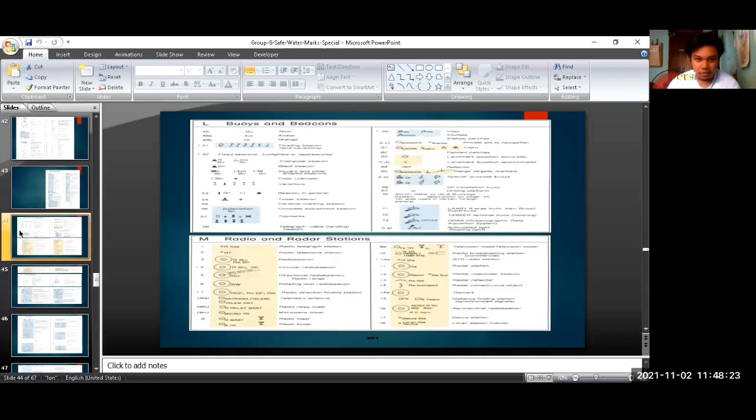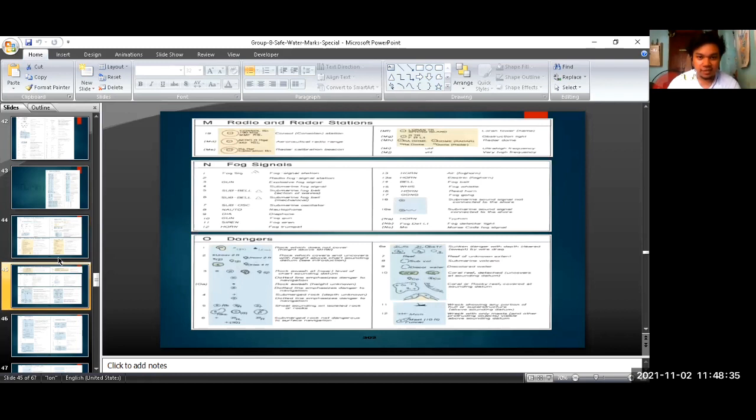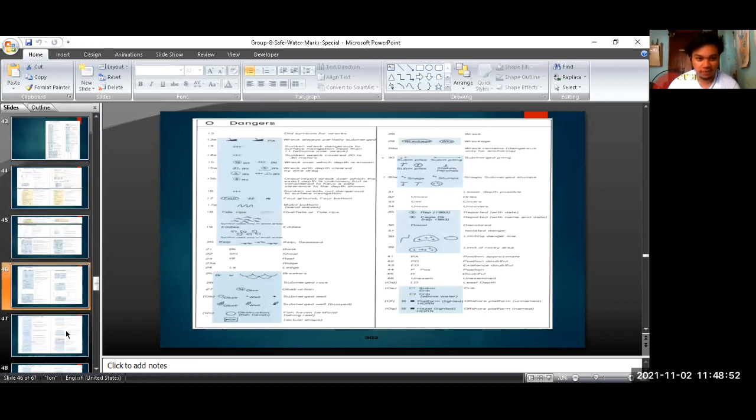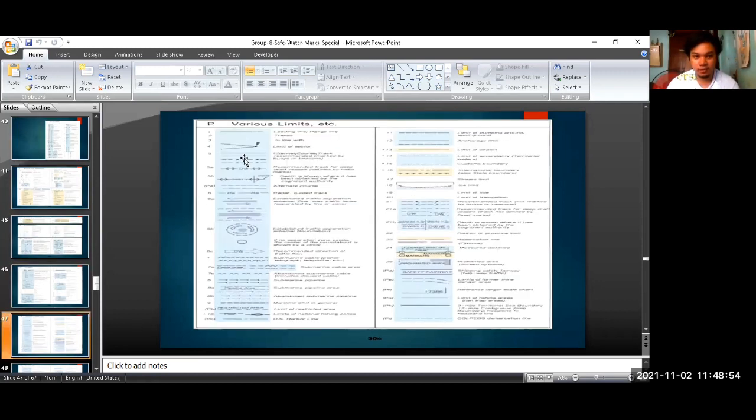Next is the continuation, buoys and beacons and radio and radar stations, their symbols and abbreviations. Next is the radio and radar stations, fog signals, and dangers. Continuation, dangers also. Next is various limits, etc.